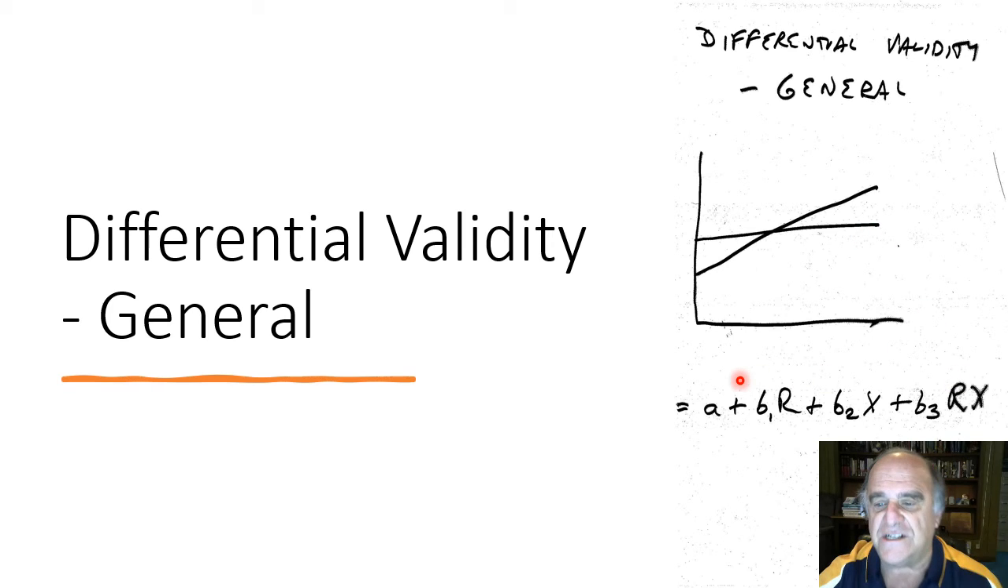Again, the equation is the same, a, the constant, plus b sub 1 times, in this case, sex, plus b sub 2 times the test, the sexual harassment measure, plus b sub 3 times the interaction of sex and the sexual harassment measure. And again, if this term, the b1 term, is significant, it means there's a difference in these two intercepts. If this term is significant, it means there's a difference in the slope of these two lines, which means that there's a difference in the correlations, basically. That's not totally true, but it's close to true.